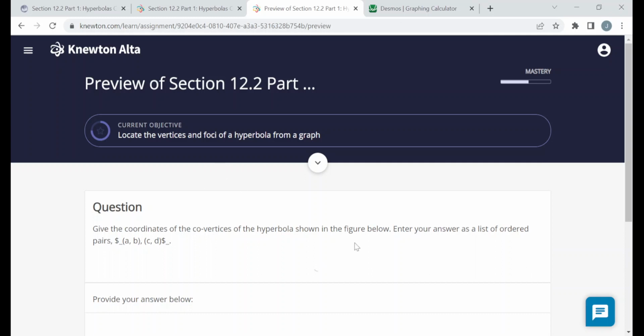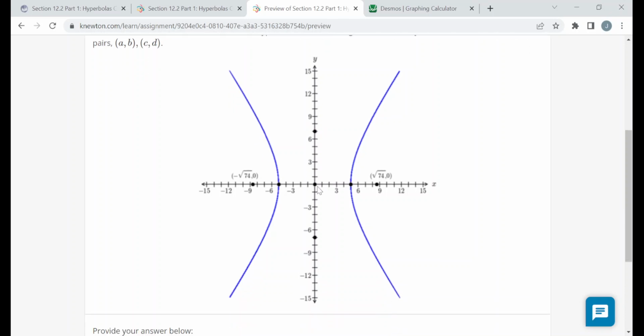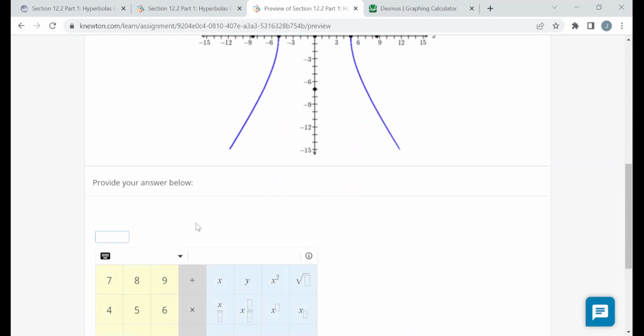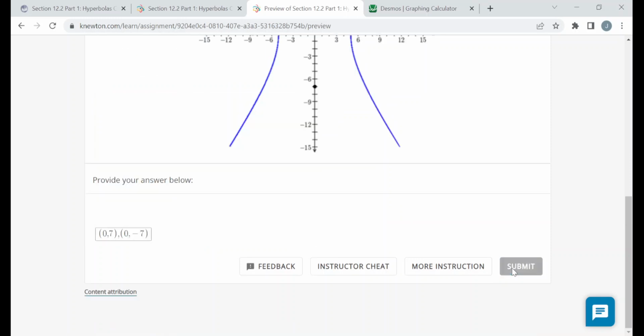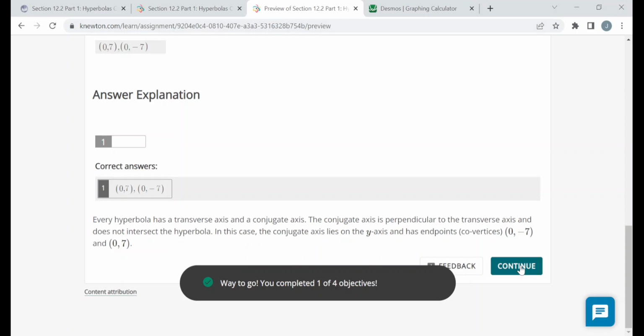Alright, one more of these. Again, probably because they're so quick, they're just bunching them all together. What are the co-vertices again? So that's these points here on the conjugate axis that are not actually part of the hyperbola. (0, 7) and (0, negative 7). For the co-vertices, right? (0, 7), comma, and then (0, negative 7). Alright, that should be it for that objective. Pretty easy one in my opinion, that objective where they're giving you a graph.